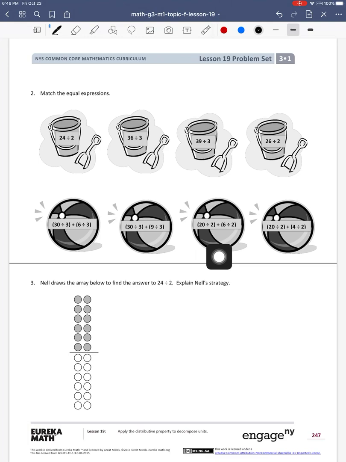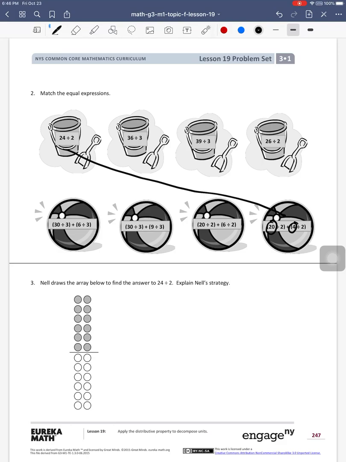Now let's look at the third beach ball. 20 plus 6. Does that equal 24? Nope. How about 20 plus 4? Does that equal 24? Yes, it does. So I'm going to match that. And I'm getting those numbers by looking at the first number in each parenthesis. So 20 and 4 equals 24.